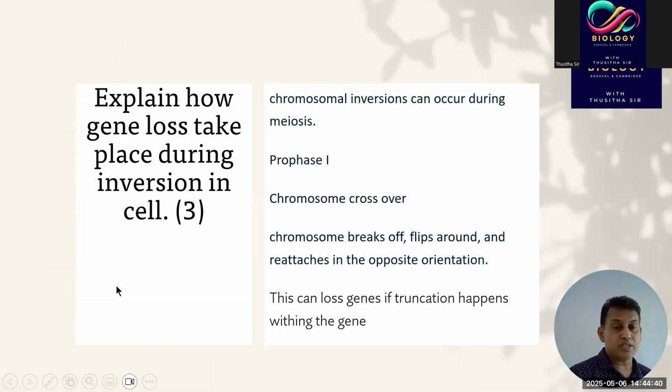Explain how gene loss takes place during inversion in a cell. Chromosome inversion can occur during meiosis, prophase 1, chromosome crossover. The chromosome breaks or flips around and reattaches in the opposite orientation. That means a 180-degree change. This can lose genes if truncation happens within the genes.